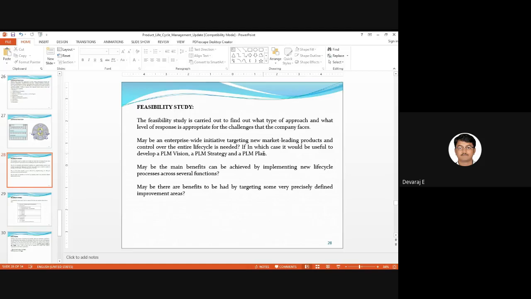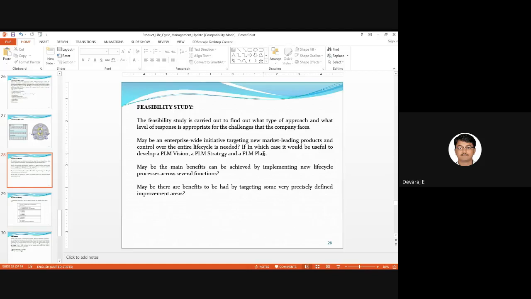So to obtain our 50% of result, what should I follow? This is about PLM vision, PLM strategy, and PLM plan. I think everyone has got it right with the example I told you. Yes, sir. So if you go for production of the parts or production of the cars, and you tell the CEO, I want manufacturing of 100 cars per day, that is called vision.